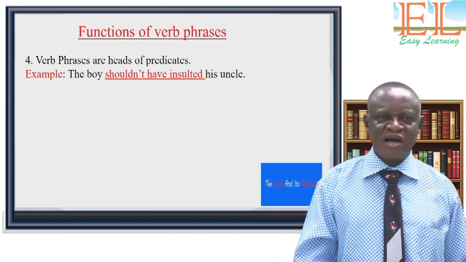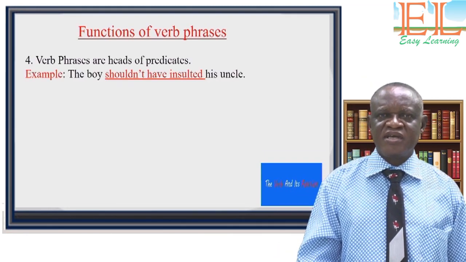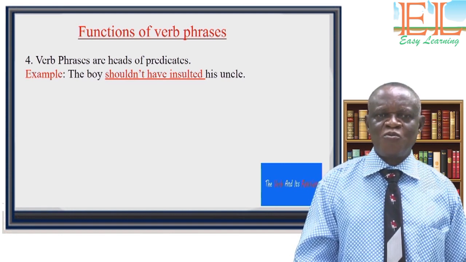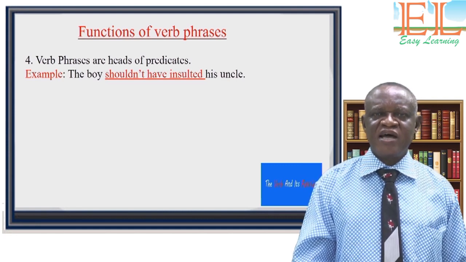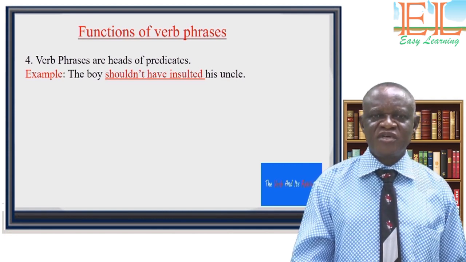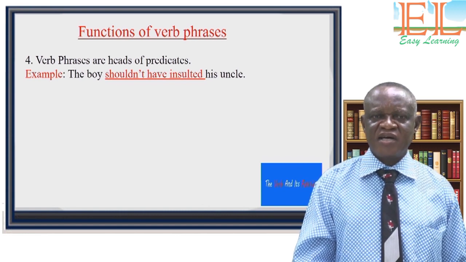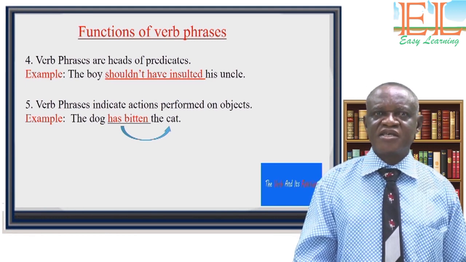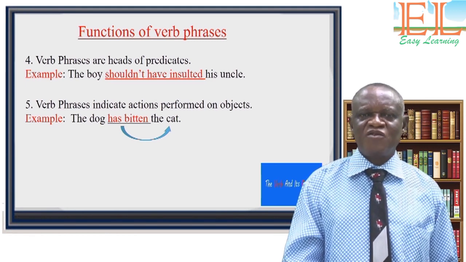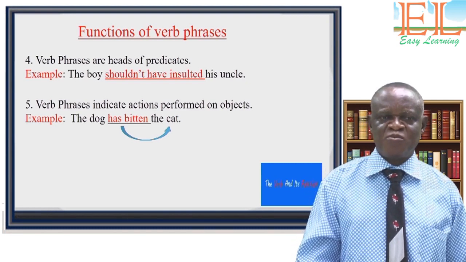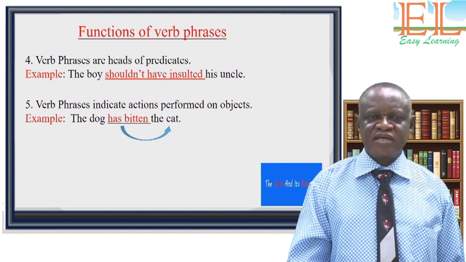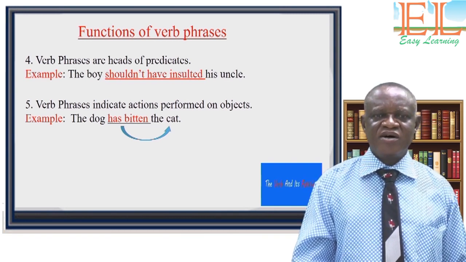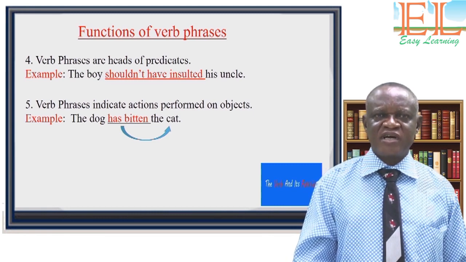Example 4, we have the boy shouldn't have insulted his uncle. Here, the verb phrase is performing the function of the head of a predicate. Shouldn't have insulted his uncle. 5, verb phrases indicate actions performed on objects. We have the object, the cat. We have the subject, the dog. And the action being performed by the dog, it has bitten. And the action is being performed on the cat, the object.